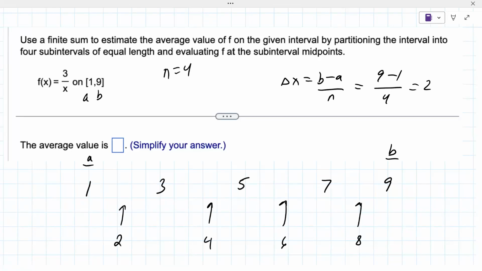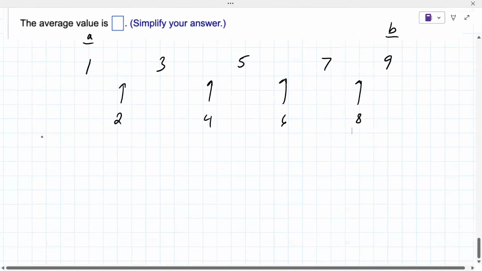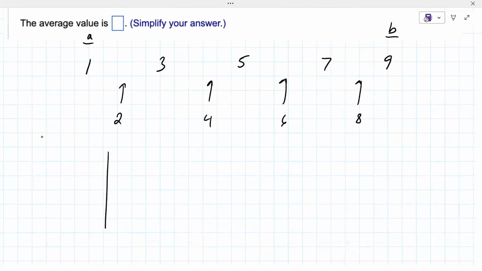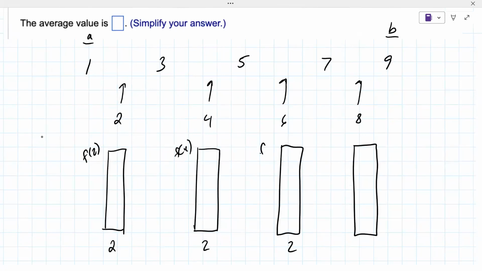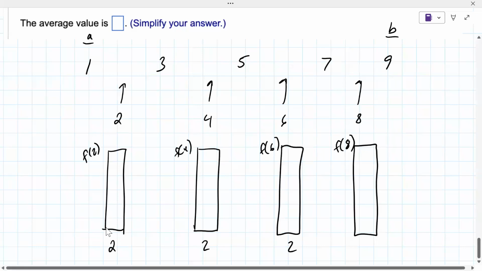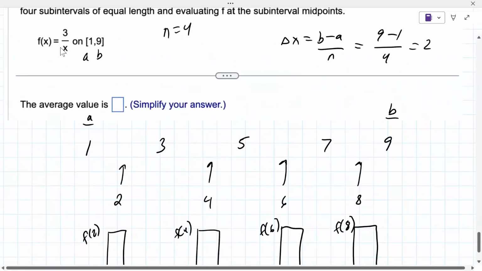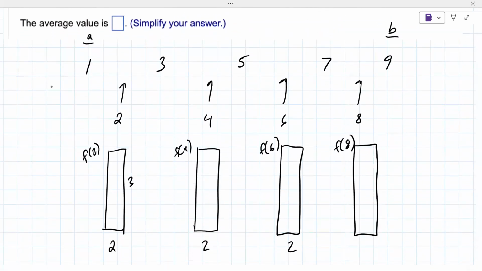Your rectangle has a width of delta x. It's always delta x. I'm just drawing them arbitrarily in height, but your height is f of 2, f of 4, f of 6, and f of 8. In your problem, it's 3 over x, so your height is 3/2, 3/4, 3/6, and 3/8.